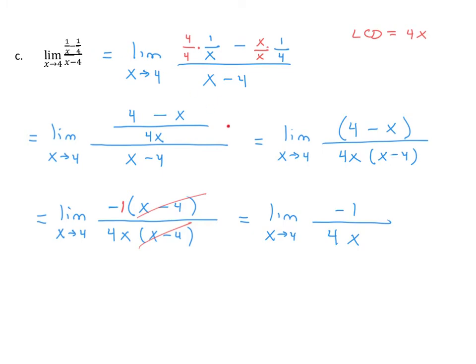This limit is equal to this one. But over here, this is a continuous function at x equal to 4. I can now plug that number in place of x, and I get my answer. This is negative 1 over 4 times 4. And I'll write that as, well, the whole thing is negative 1 over 16. And that is my final answer.